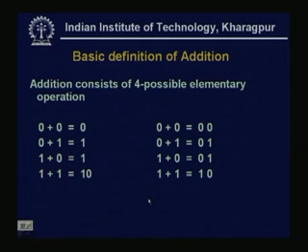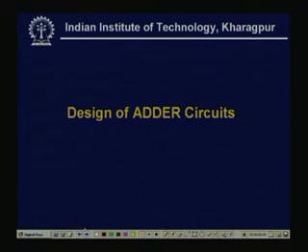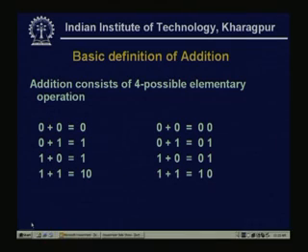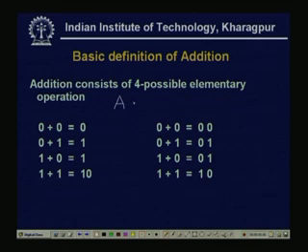As its name implies, the adder does the addition operation, and this consists of 4 possible elementary operations. Say there are 2 operands A and B, and we are taking the addition. I am giving the addition notation as plus. Now, this is my A value and B value.